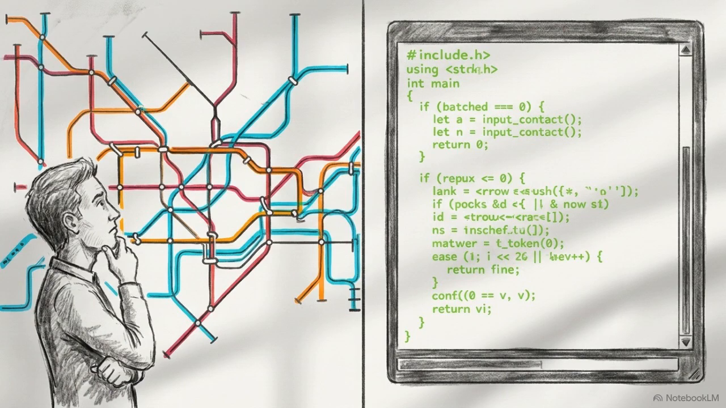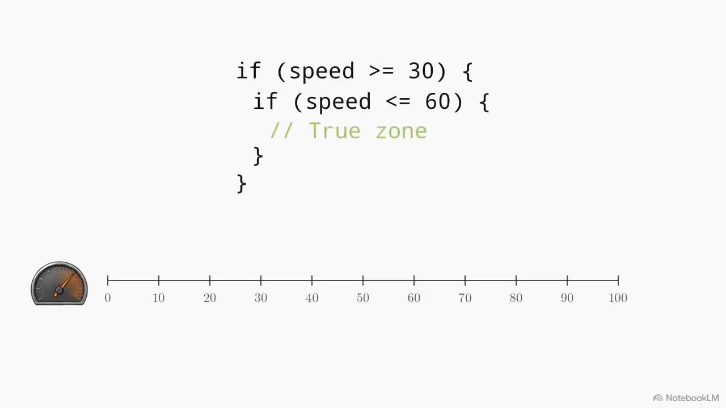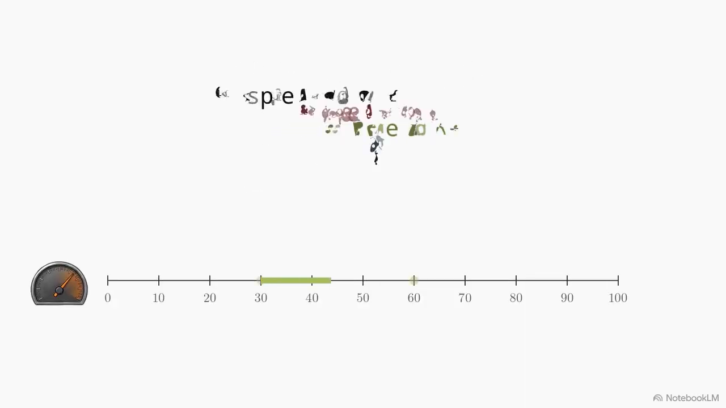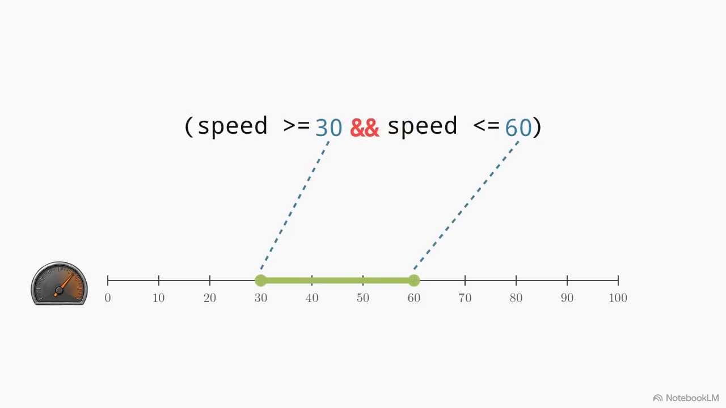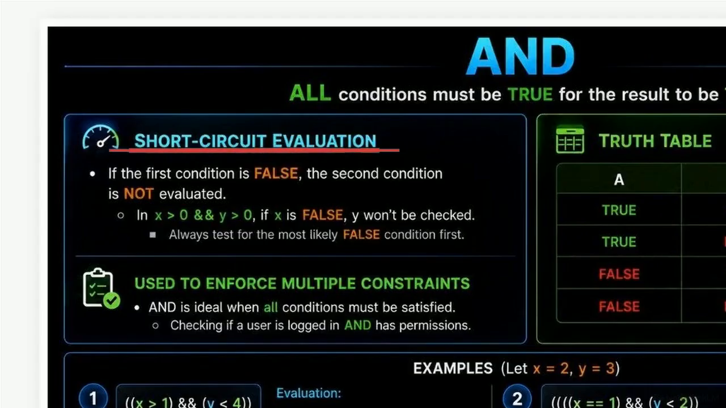Combining relational and logical operators allows developers to flatten their code. Instead of nesting multiple if statements inside each other, a single line can define an inclusive range, like confirming a speed is between 30 and 60. But what happens to a computer's processing speed when it encounters a massive chain of AND conditions checking 50 different variables at once? The compiler relies on short-circuit evaluation, processing logic strictly from left to right.